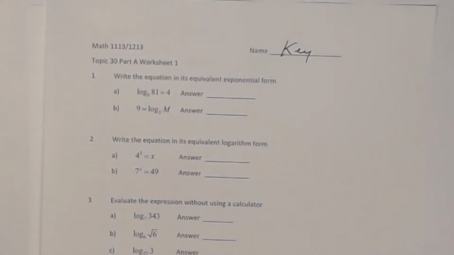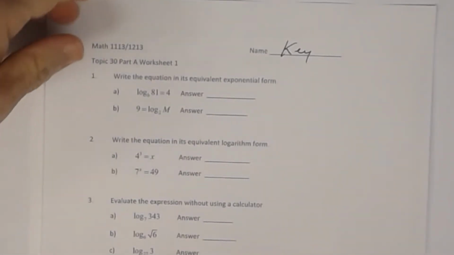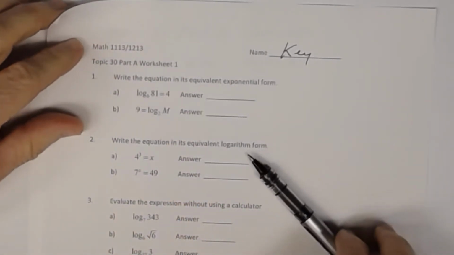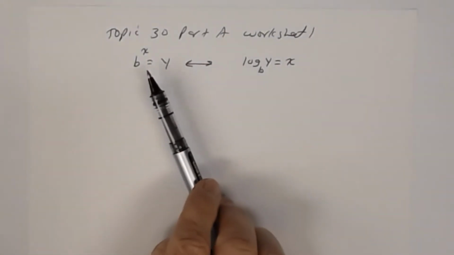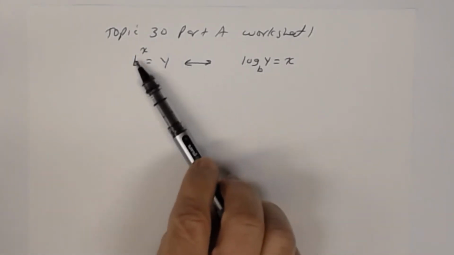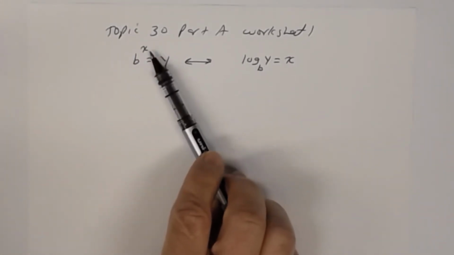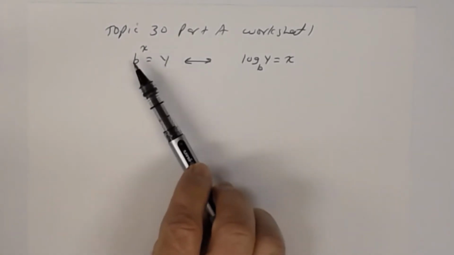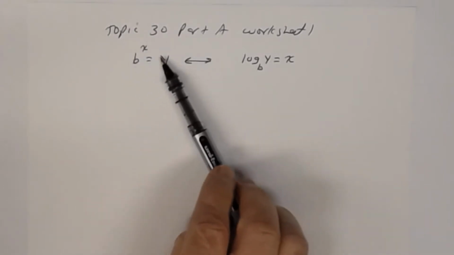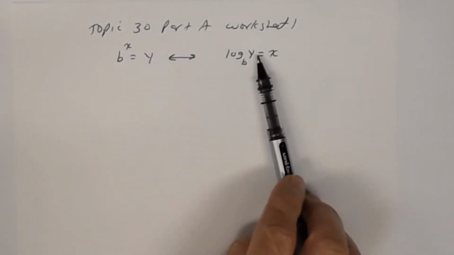All right, this is the key to topic 30, part A, where we were talking about going from exponentials to logarithms and from log expressions to exponential expressions. Remember, in the lessons, you saw that if you have an expression written in exponential form, some base raised to a power equal to some number, let's say b to the x equals y, you can always convert an exponential expression to a logarithmic expression.